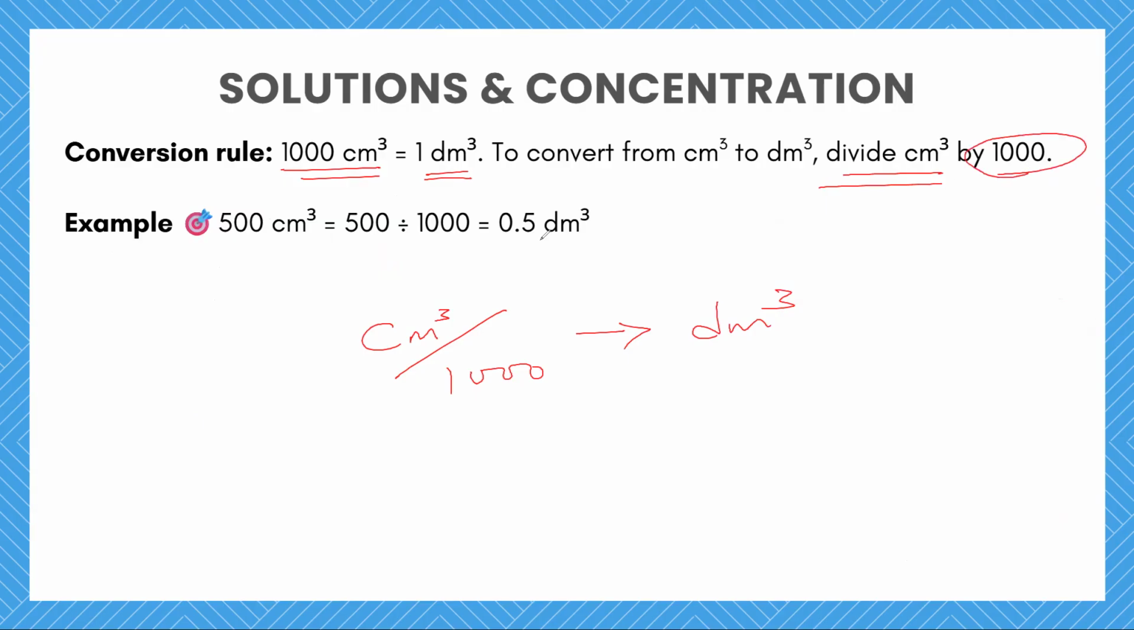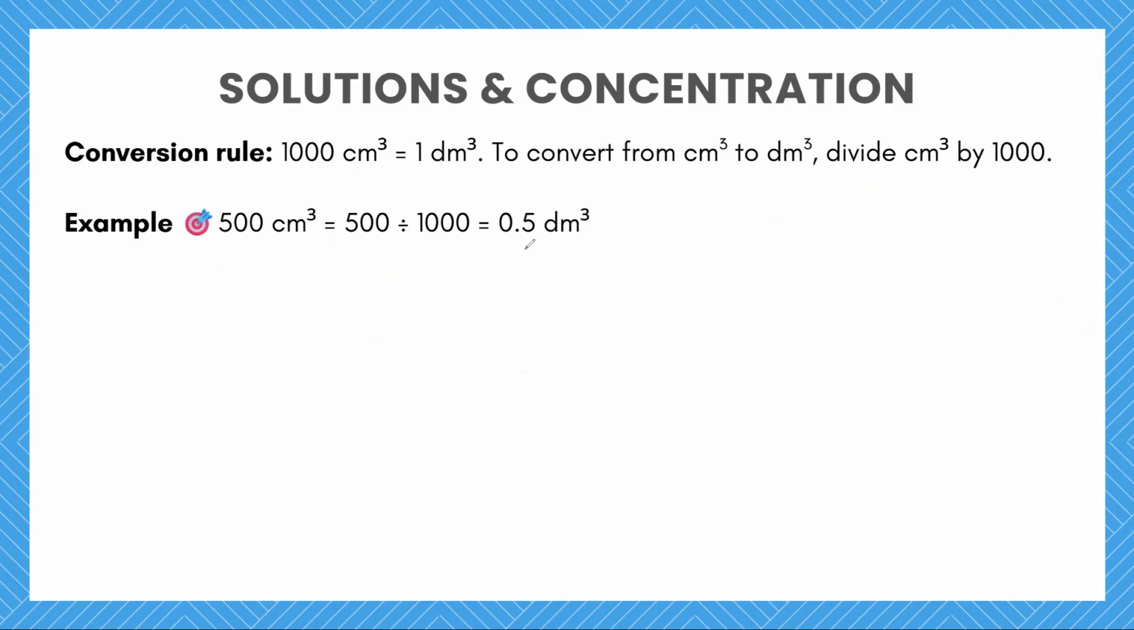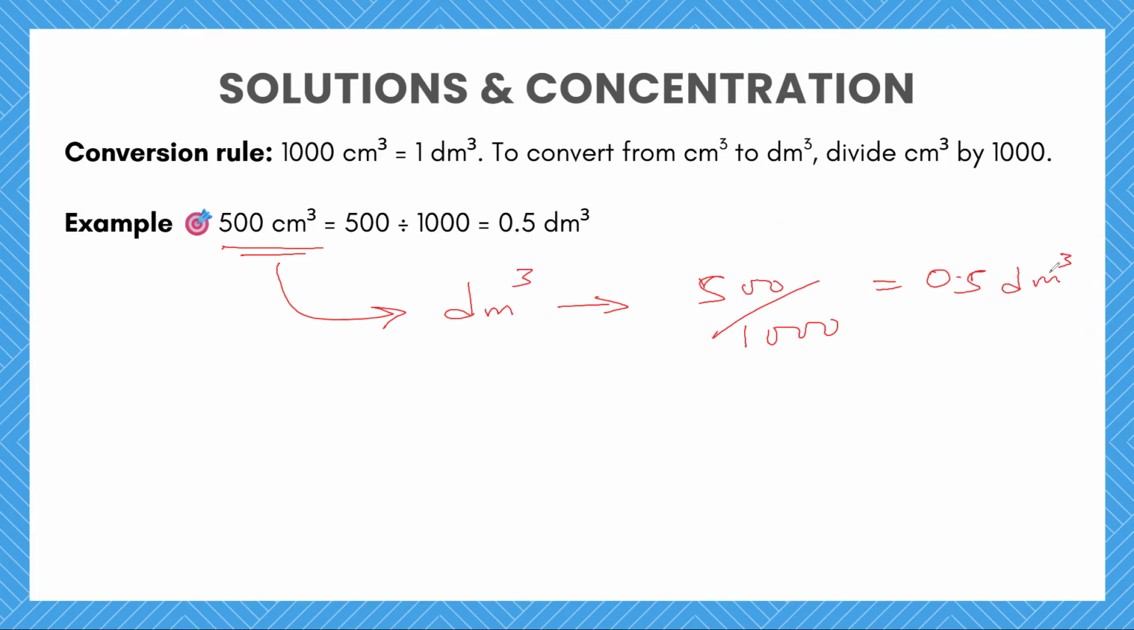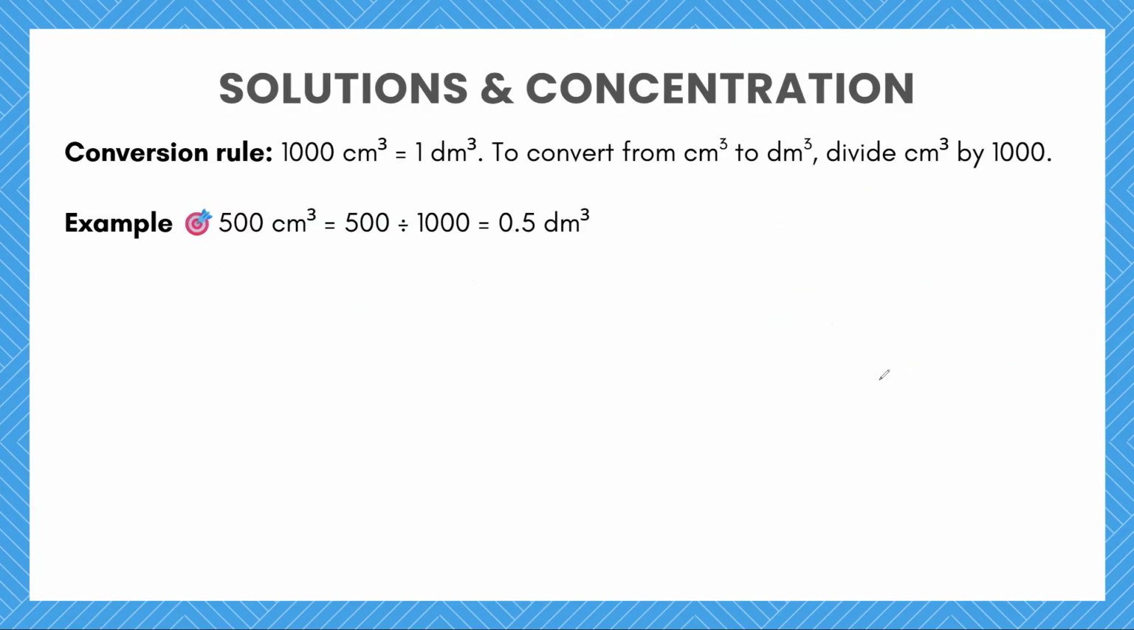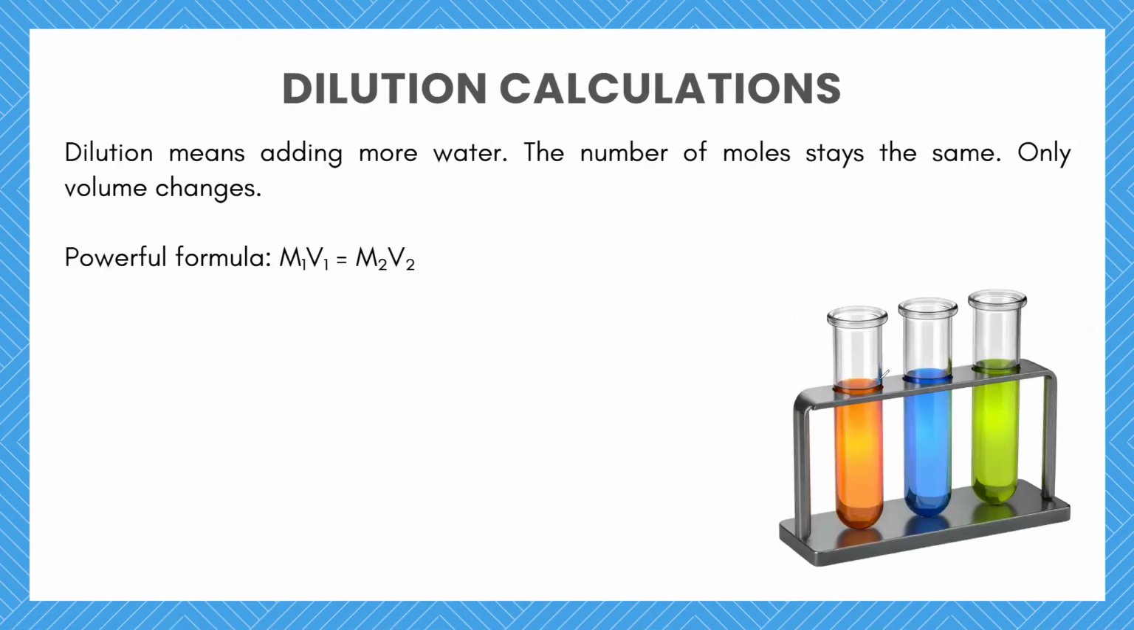Here is an example on the screen. If a question asks you the molarity of a solution that is in 500 cm³, the first thing you want to do is convert it from cm³ into dm³. How do you do that? You simply divide 500 by 1000. That will give you 0.5 dm³ or 0.5 liters. Whichever one you choose to use is absolutely fine. So that being said, let's move on to the next topic in today's lesson.